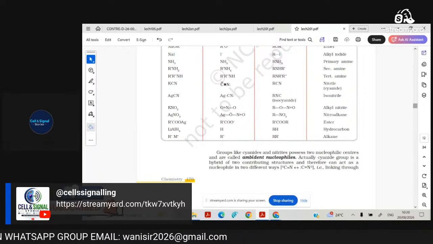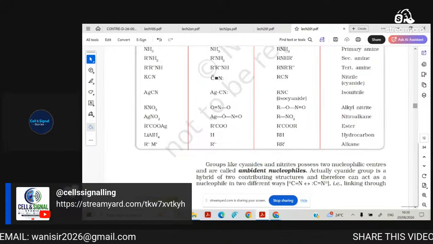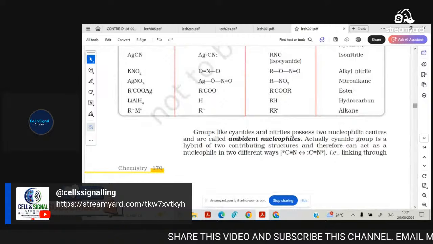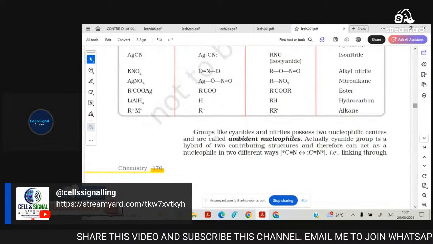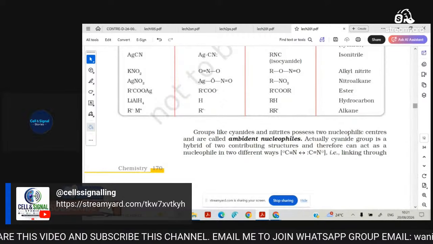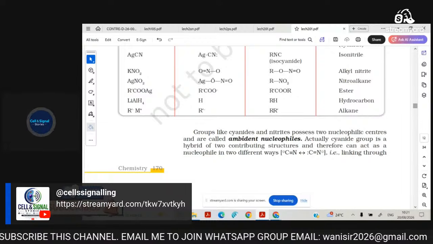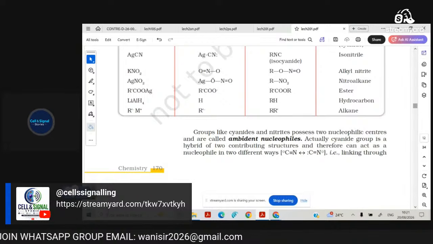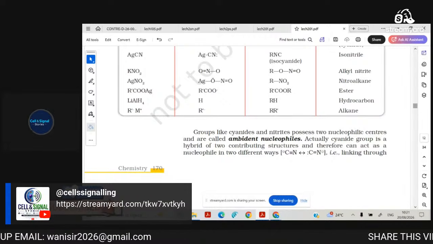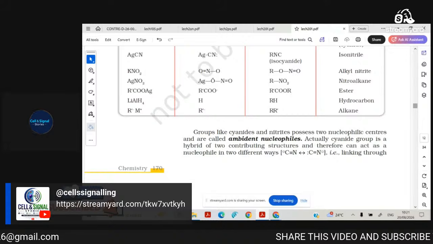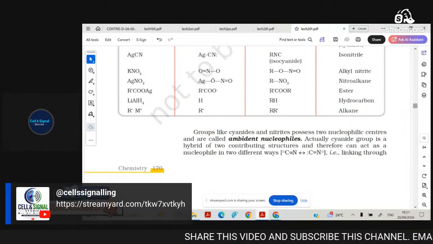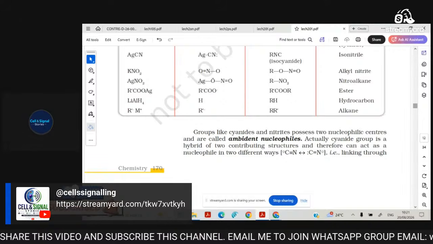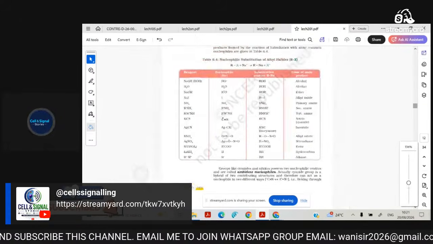For example, in this reaction, C triple bond N, there is a shift of the electron pair on the C and the negative charge on the N. So sometimes C can act as a nucleophile, and other times C double bond N negative can act as the nucleophile. These are called ambident nucleophiles. Sometimes in the exam there will be a small question: which of the following is an ambident nucleophile? This is an example of an ambident nucleophile.